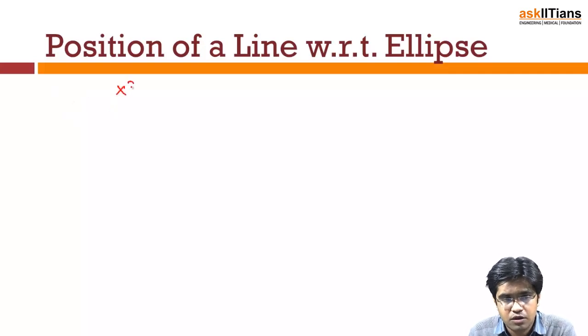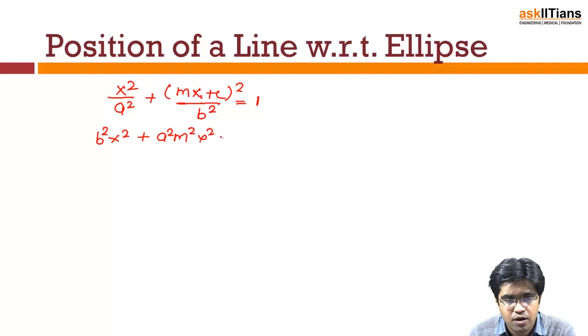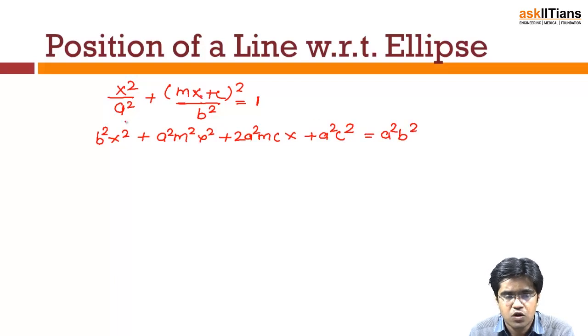So if I put the value of the straight line in the curve, then I will get x square by a square plus y square, and instead of y, I am putting the equation of the line, that is (mx plus c) whole square, divided by b square is equal to 1. If I take the LCM and simplify, then I am going to get b square x square plus a square m square x square plus 2a square mcx plus a square c square is equal to a square b square. So I have done nothing, I have just taken the LCM and opened this whole square and I am trying to solve it.